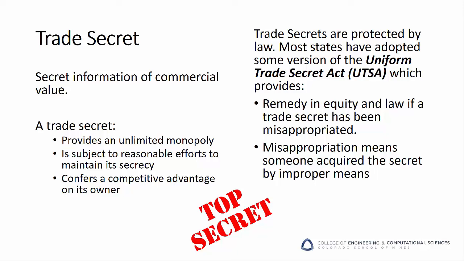The Uniform Trade Secret Act, UTSA, protects companies and individuals from industrial espionage and other improper means that competitors might try to gain access to your secrets. However, there's no protection offered if another person or company genuinely develops the same idea. This is a major difference from a patent.